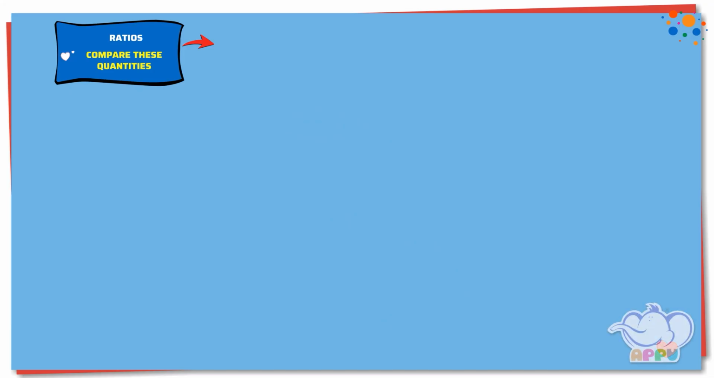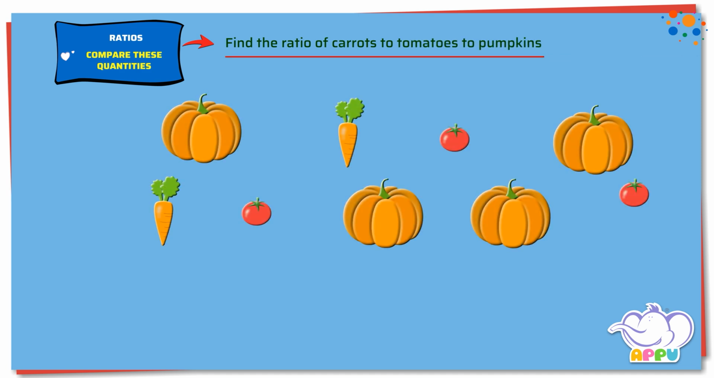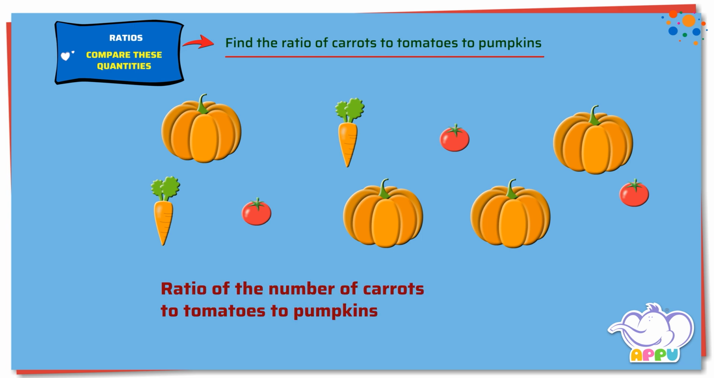Compare these quantities. Find the ratio of carrots to tomatoes to pumpkins. We can see that there are 2 carrots, 3 tomatoes, and 4 pumpkins. The ratio of the number of carrots to the tomatoes to pumpkins is 2:3:4.